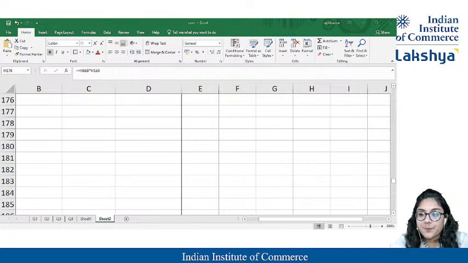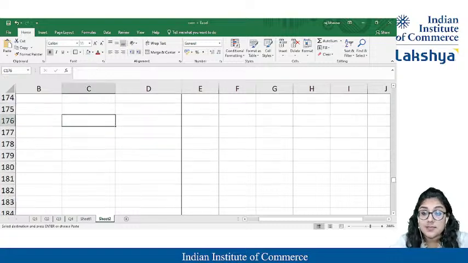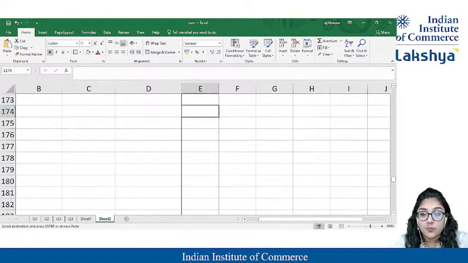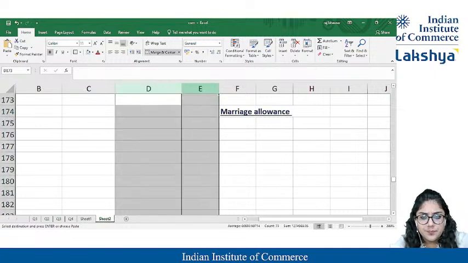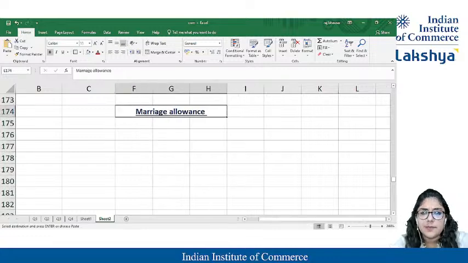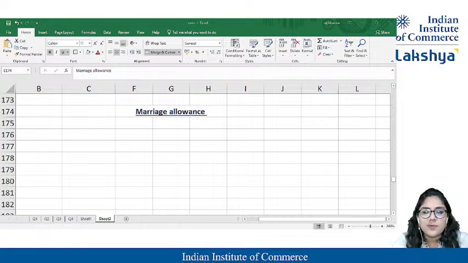Can I go ahead with the marriage allowance? Yeah, let's move ahead with the marriage allowances. Guys, what is marriage allowance? Is everyone going to get marriage allowances? Those who are married are obviously going to get the marriage allowance.